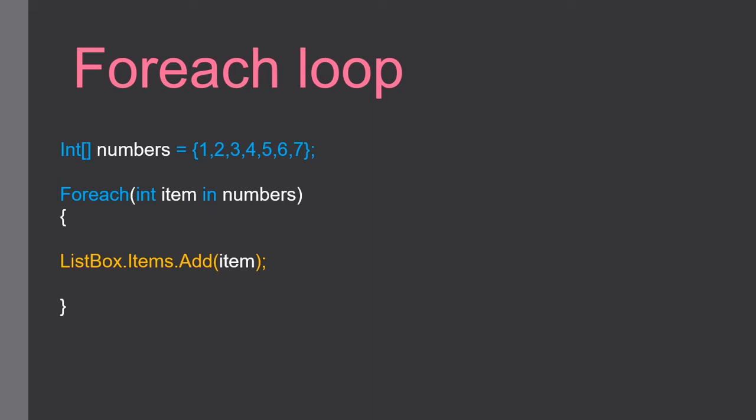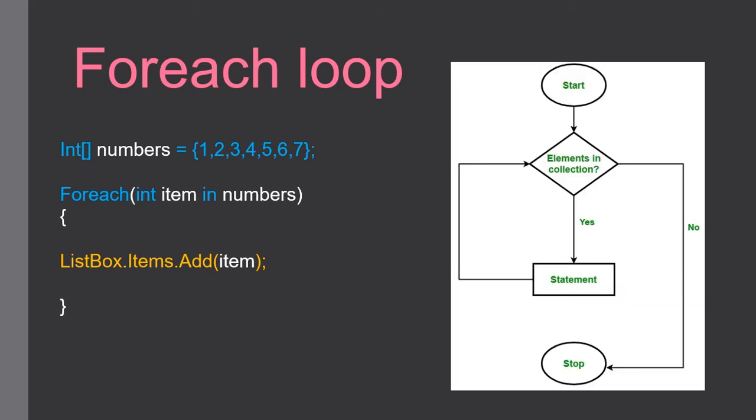Let's look at a basic example right here. We have our numbers array, which has numbers from 1 to 7, and our foreach loop has a variable called item, and item is going to store each of those values that's inside numbers. It's going to go through them, which means that our foreach loop is going to run 7 times. It's going to take into account how long our numbers array is. And what I have right here is a list box, and the list box is going to display the item that's inside numbers.